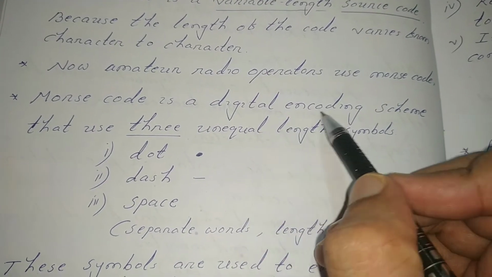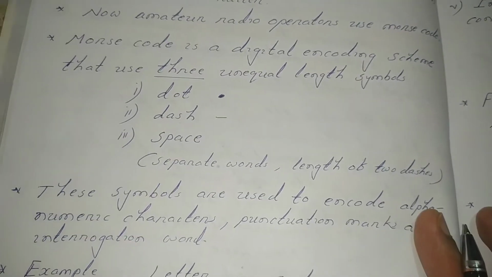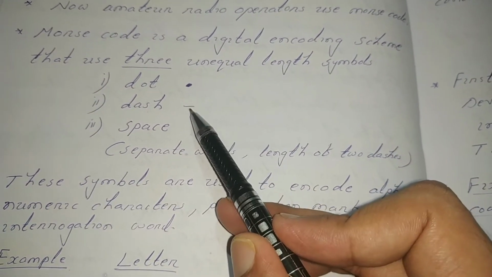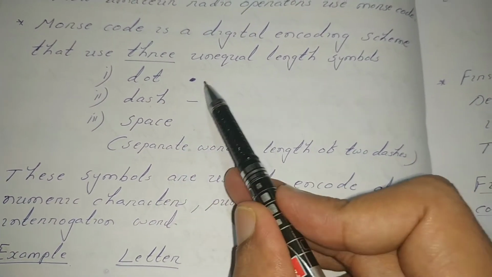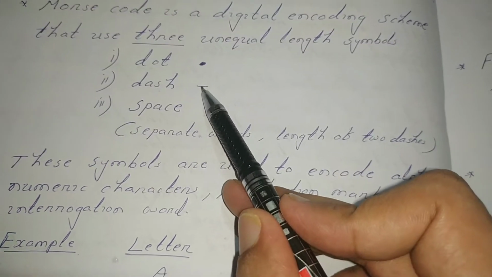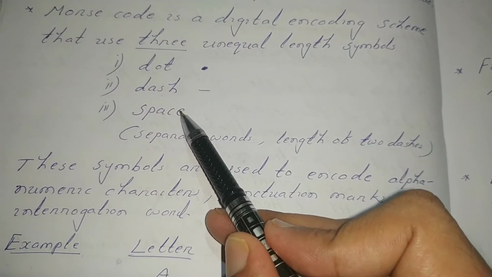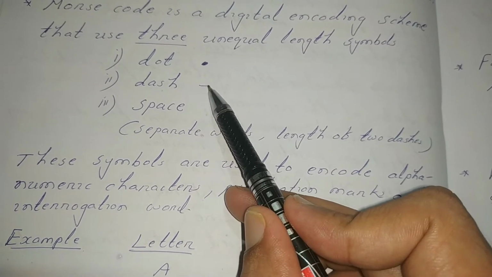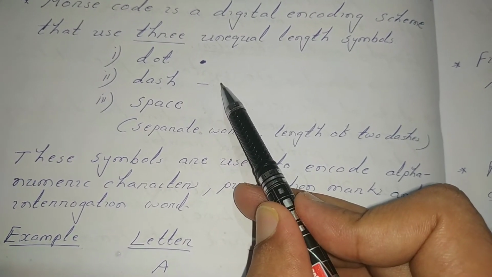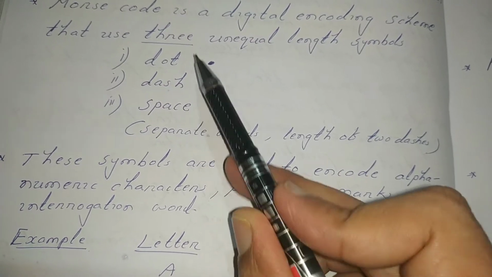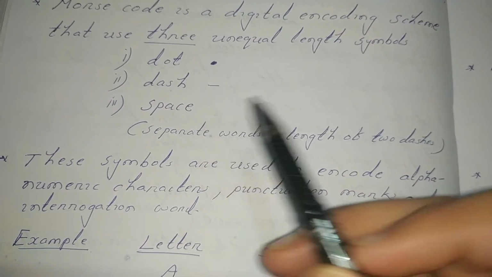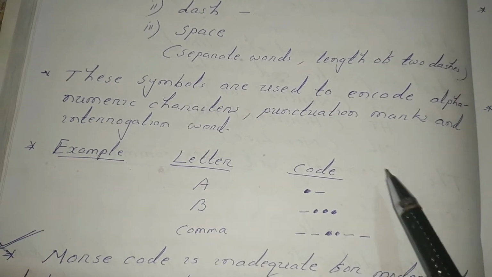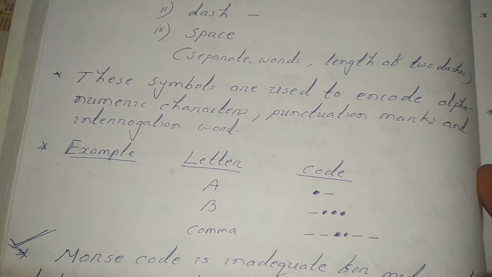Morse code is a digital encoding scheme, and here 3 different symbols are used, and those are unequal in length also. One is the dot symbol, another one is the dash symbol, and the space, and the length of the space is equal to the length of 2 dashes. So dot, dash, and space, these are the 3 symbols used to represent Morse code. These symbols are used to encode alphanumeric characters, punctuation marks, and interrogation words.